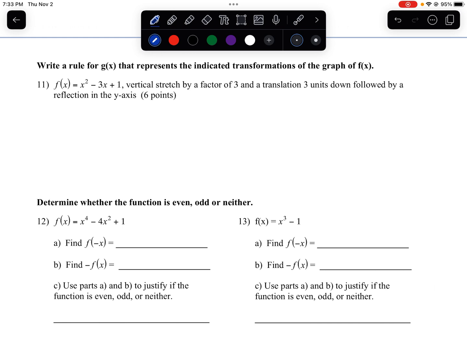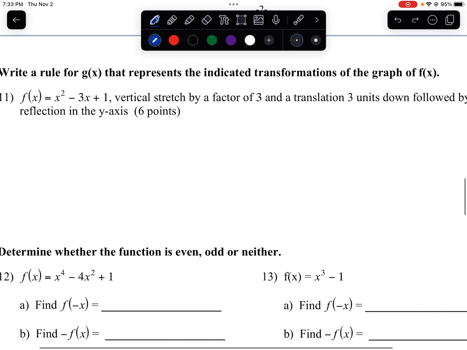Okay, so for the next part right here, we're gonna write a rule for g of x. It just means that we're gonna write a new function called g of x, and it's gonna follow this function rule, but with these transformations right here. Okay, so the first transformation it's telling us to do is a vertical stretch by 3. I really recommend that you guys know how to write your notation.